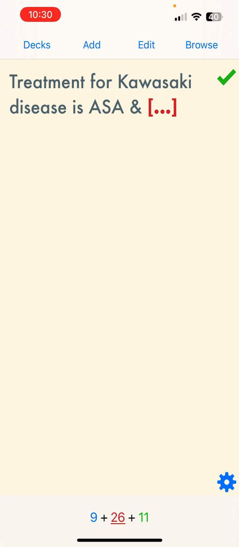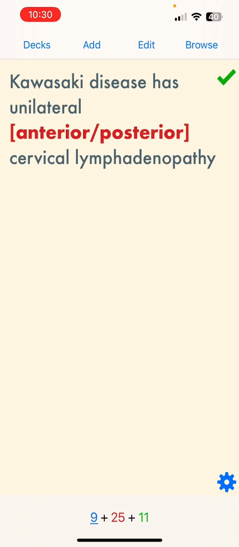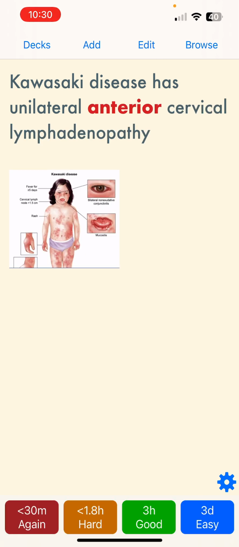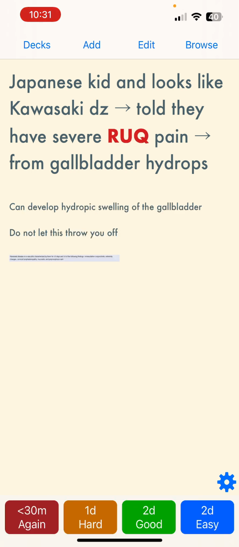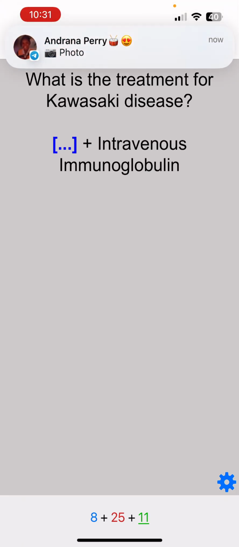Yeah. Treatment for Kawasaki disease is aspirin and intravenous immunoglobulin. Kawasaki disease has unilateral anterior cervical lymphadenopathy. Japanese kid looks like Kawasaki disease. What do you mean by the child looks like Kawasaki disease? It's kind of messed up. They told they have severe pain, abdominal pain, gallbladder hydrops, or upper quadrant pain. That's a weird question, to be honest.